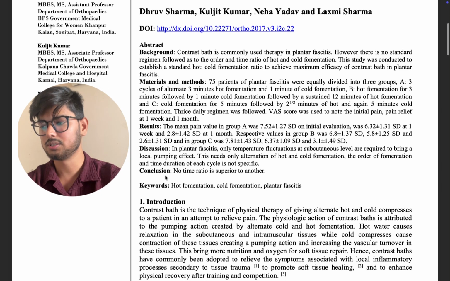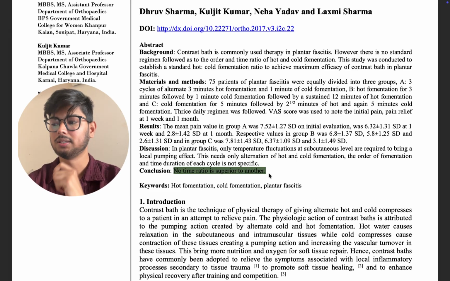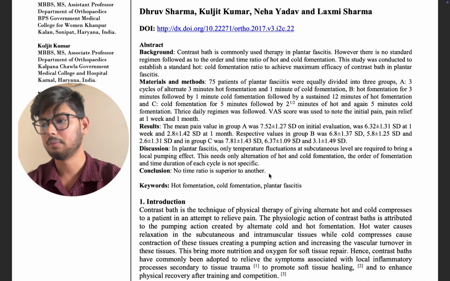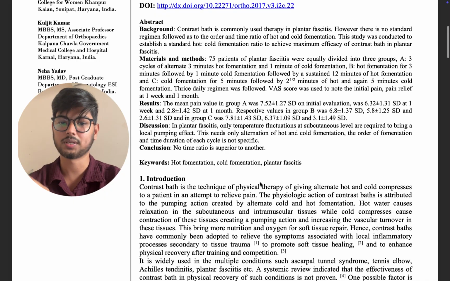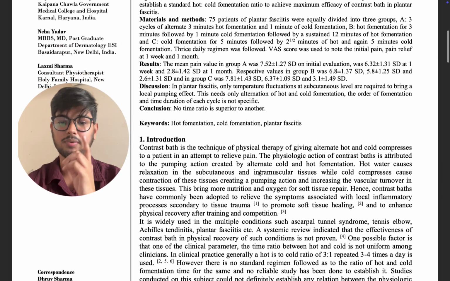And in conclusion, as you can see, they are mentioning no time ratio is superior to another. So they are concluding that no time ratio is superior to the other. You can use any of them for better results in the patient, because all the groups had good results in this article. Okay, so now let us deep dive into the article.